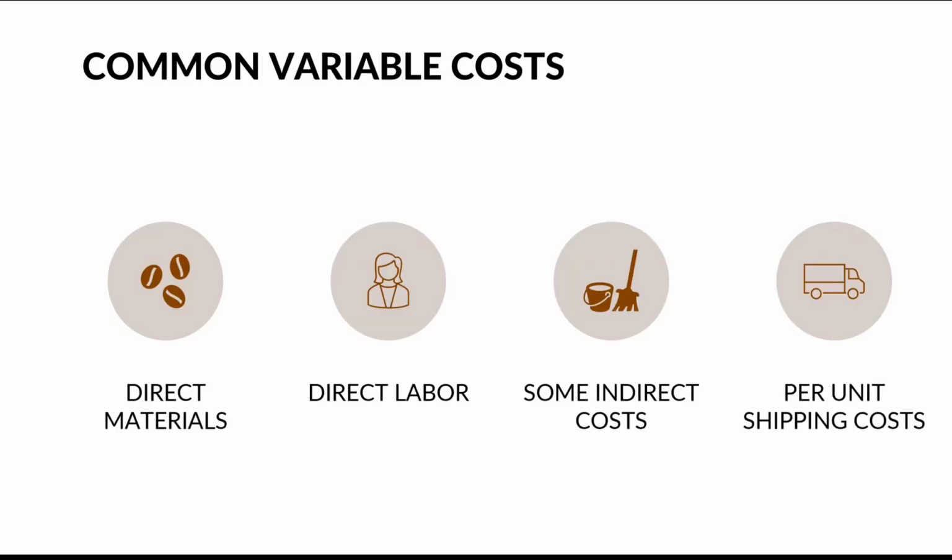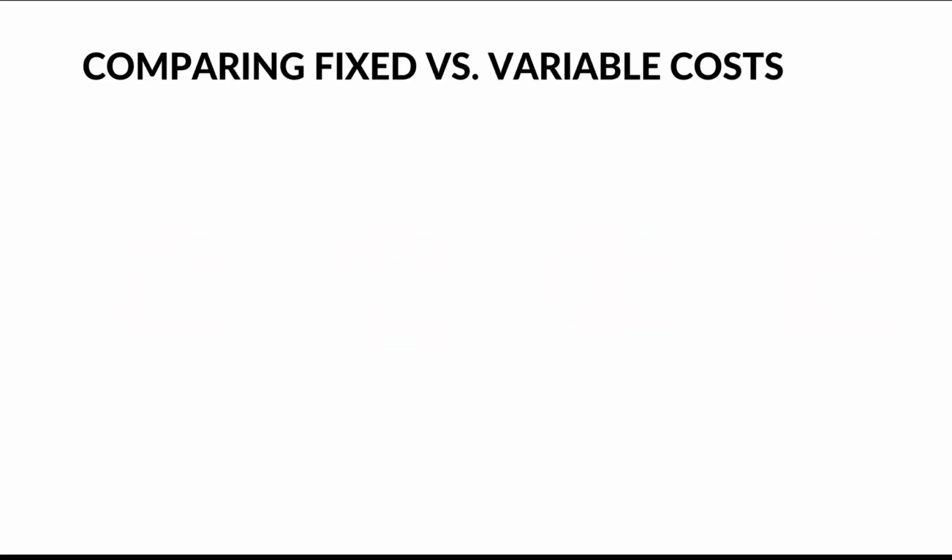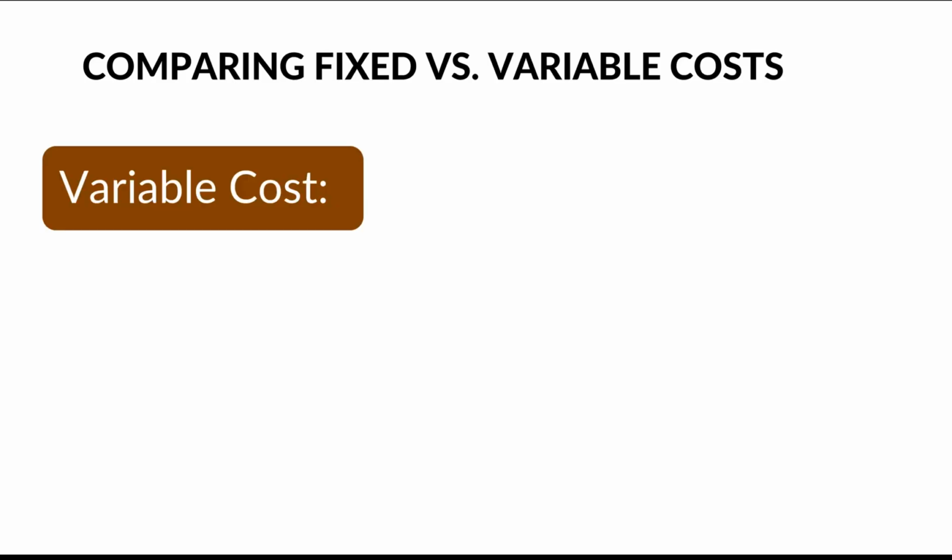Some common variable costs are your direct materials, because those go into every item you produce. Your direct labor, same thing. Some of your indirect costs could be variable. And also, if we have a per unit shipping cost where we're shipping products out to customers, that could also be a variable cost.